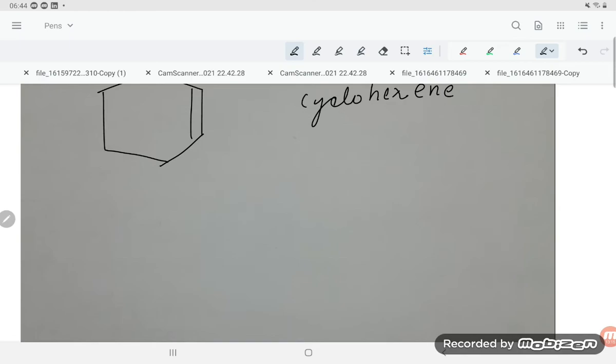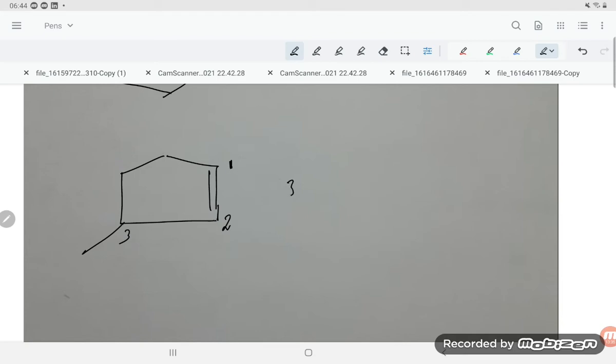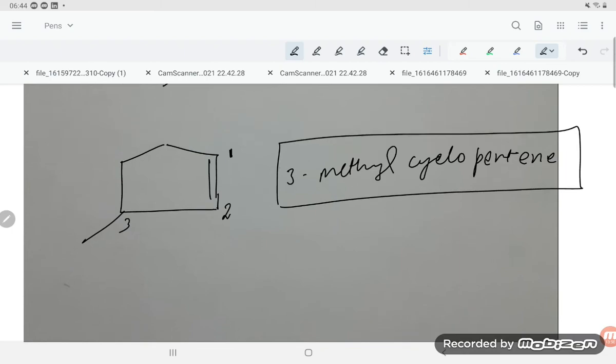Suppose I am having another compound here, students, I am taking this compound, right? So here the compound name is there. Where can we do the numbering, students? We have to start the numbering from here. So 1, this is 2, this is 3. So to write the name of this one: 3-methyl cyclopentene. The ene is on first position, so no need to mention the location.